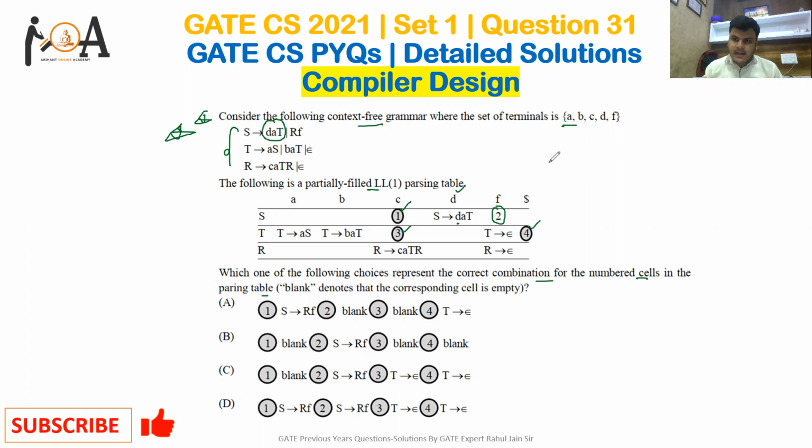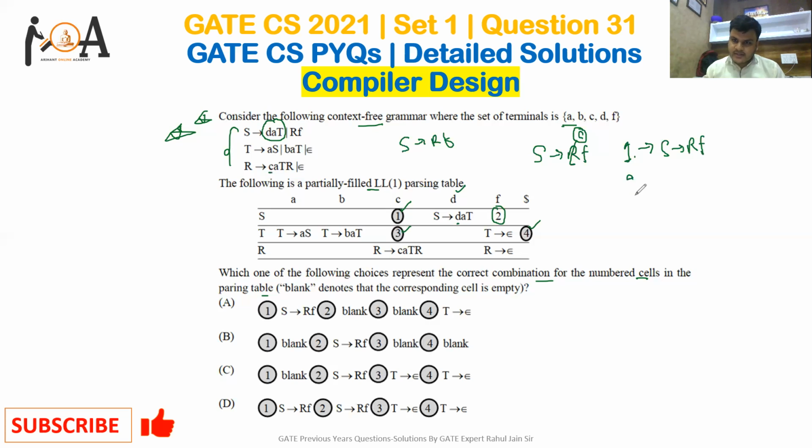We can't leave it blank, or directly say that it would be blank. Why? Because S derives RF, and what is first of R? If you see, first of R is c. So we can replace this with c. In this case, the first of S is c. So in the place of 1, we would say that S derives RF would be there.